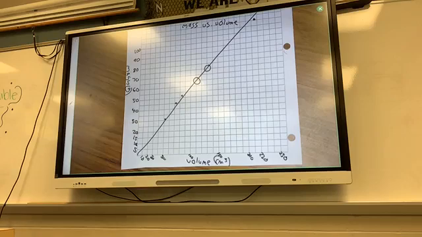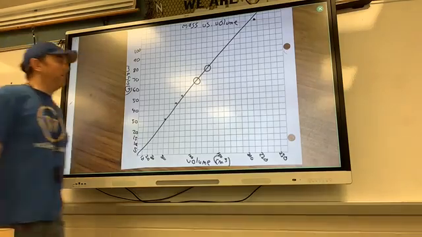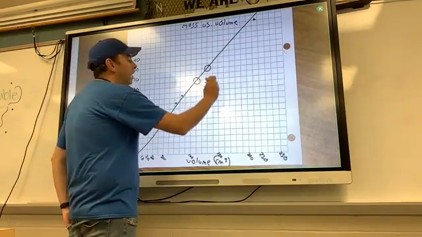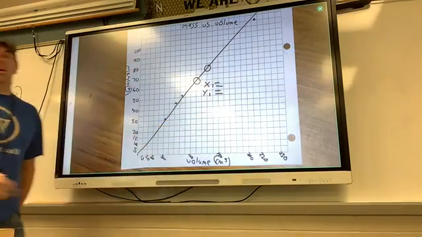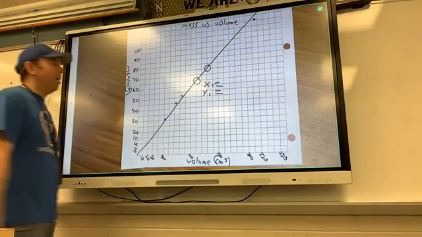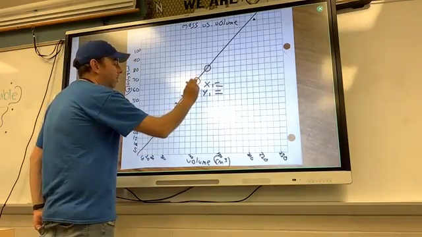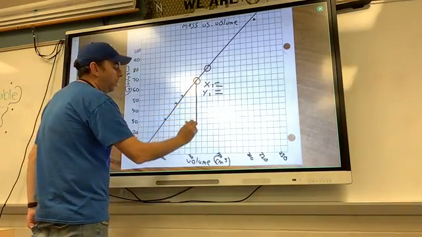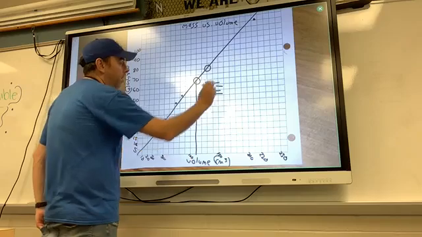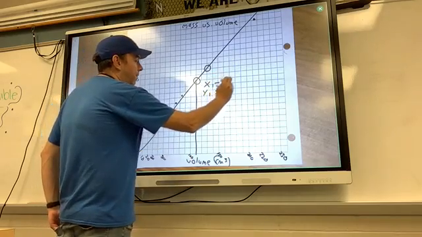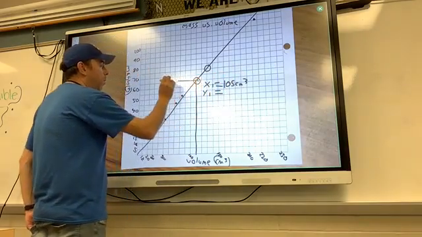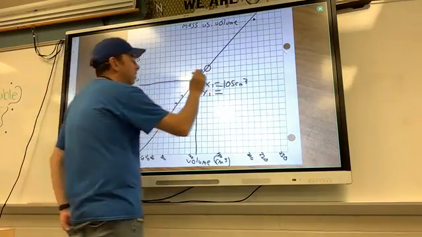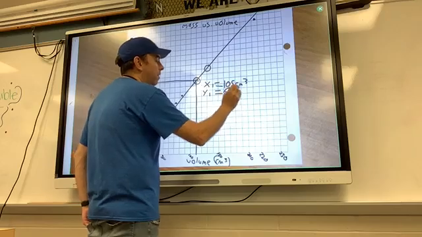Did you find 2, Savannah? Okay. I'm going to label my first point x1 equals, y1 equals. And what I'm going to do is just follow down for my x. So you do this for you. My x1 is 105 centimeters cubed. My y1 is 65 grams.